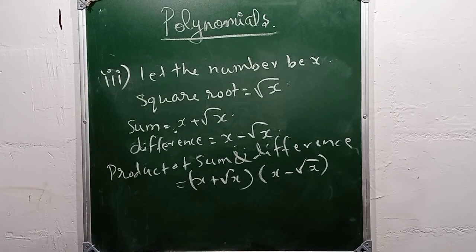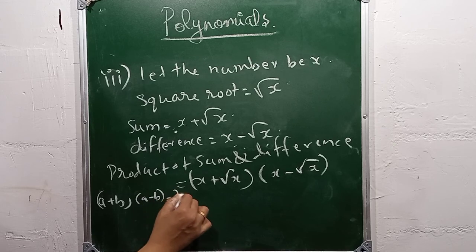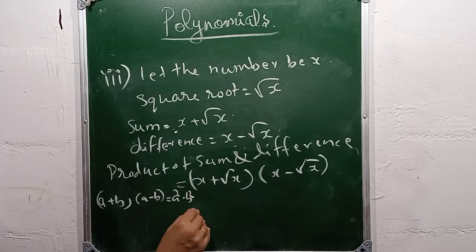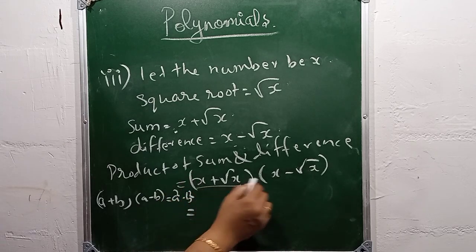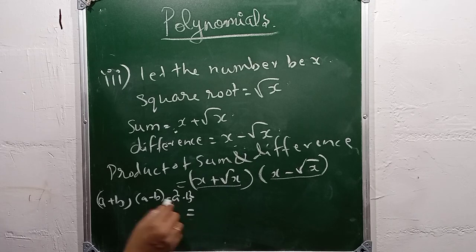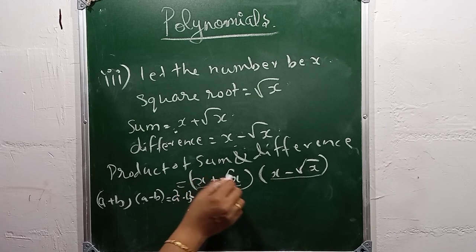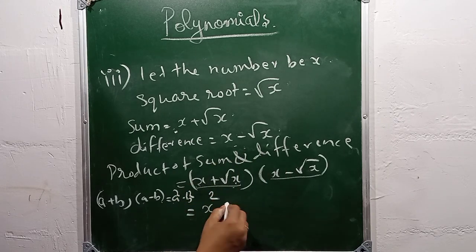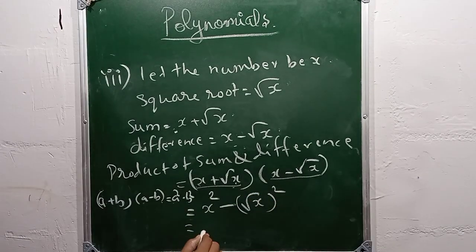From 8th standard we know one identity: a plus b into a minus b is equal to a square minus b square. Using this identity we solve this. Here we have x plus root x and x minus root x, so instead of a and b we have x and root x. So we have x square minus root x the whole square, that is x square minus x, since root x square is x.